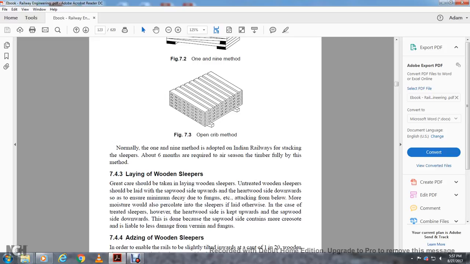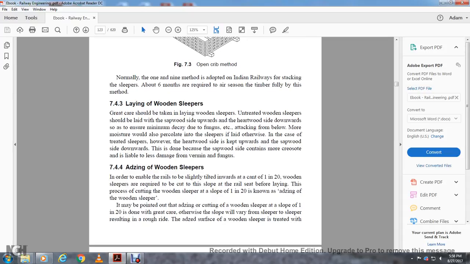Laying of wooden sleepers. Careful attention should be given to laying the wooden sleepers. Untreated wooden sleepers should be laid with the sapwood side upwards and the heartwood side downwards, to ensure minimum decay, as the fungus acts from below. More moisture would also percolate into the sleepers if laid otherwise. In the case of treated sleepers, however, the heartwood side is kept upwards with the sapwood side downwards. Sapwood side contains more creosote and is liable to less damage from vermin and fungus.